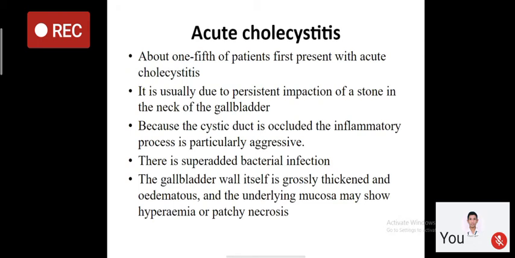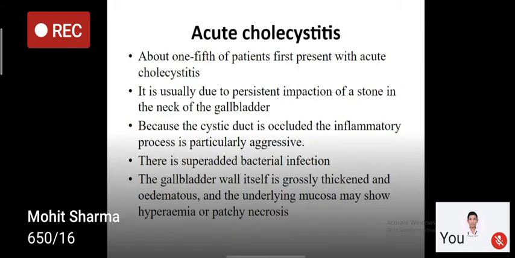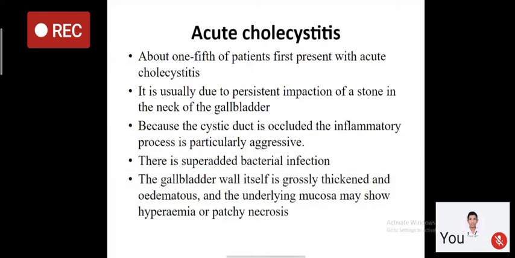The third common presentation is with acute cholecystitis. So now I am enumerating various presentations of the gallstone. First, we had discussed the most common presentation as chronic cholecystitis. The second presentation is as biliary colic. Now coming to the third most common presentation, that is as acute cholecystitis.